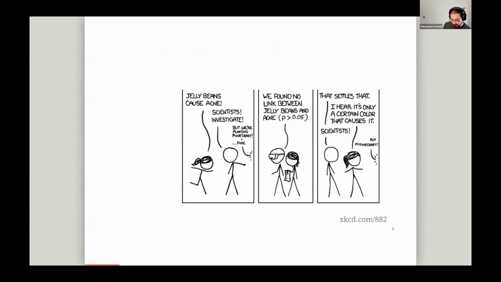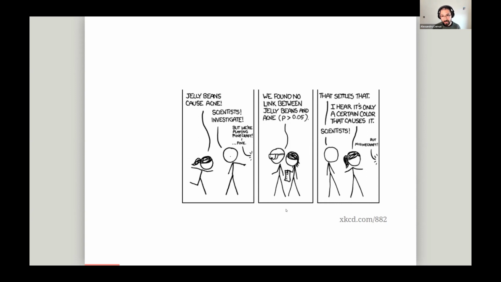So one of the main problems is this idea of p-hacking, or selective reporting. And I found this comic quite illustrative of this. So imagine we have a research question such as what's the relationship between jelly beans and acne, if jelly beans are causing acne or not. We want to investigate this. And let's say that we do some research and we find no relationship.